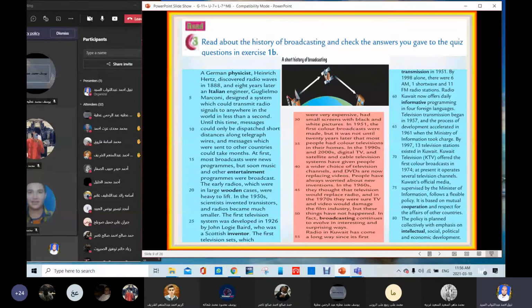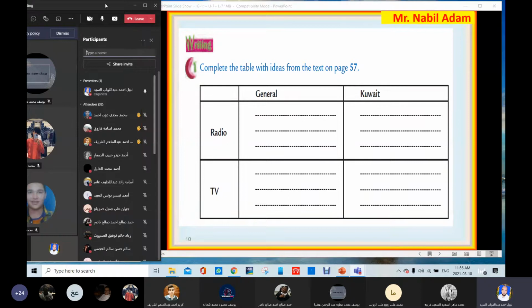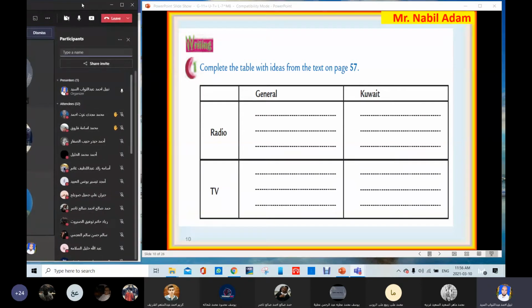From this article, you are going to write some ideas in this table in your student's book, page number 57. Complete this table with ideas from the text on page 57 about the radio in general all over the world, the radio in Kuwait, the TV in general, the TV in Kuwait. You've got 2 minutes to write about what you've learned from the article. Be ready and write some of your ideas.